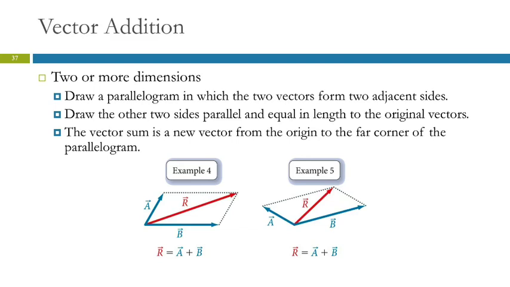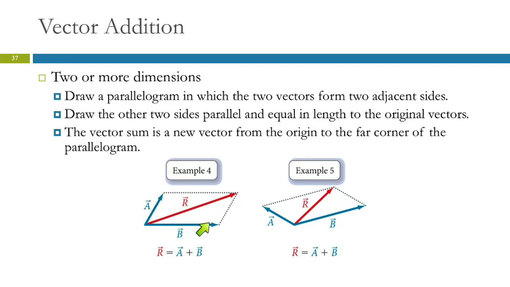So what we do for 2 or more dimensions is you take your two vectors. Here I've got A going in this direction and B going in that direction. The length of the line represents the magnitude, and the direction obviously represents the direction. So you put their starting points together, and that forms two sides of a parallelogram. A parallelogram has opposite sides that are parallel to each other, hence the name.